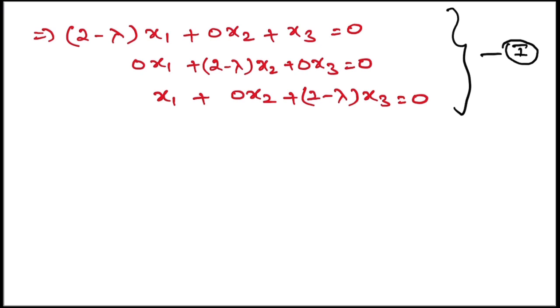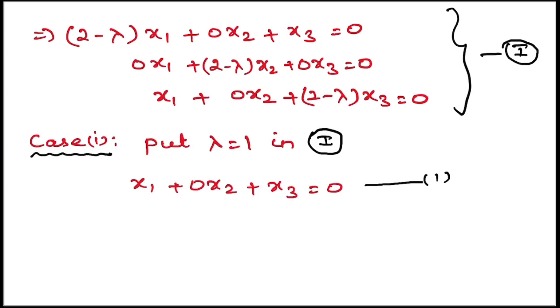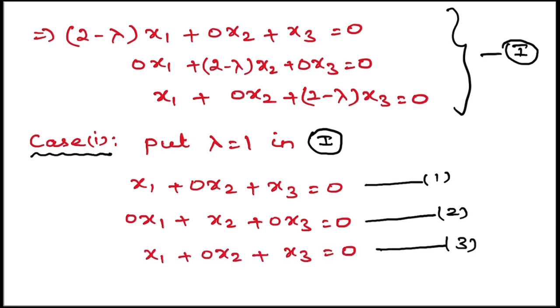Now put lambda is equal to 1 here. First eigenvalue, put it. Get x1 plus 0 into x2 plus x3 is equal to 0. Next 0 into x1 plus x2 plus 0 into x3 is equal to 0. Next third equation, lambda is equal to 1, put it. You get x1 plus 0 into x2 plus x3 is equal to 0. So solve the equations and find x1, x2, x3, which is the eigenvector of lambda is equal to 1.